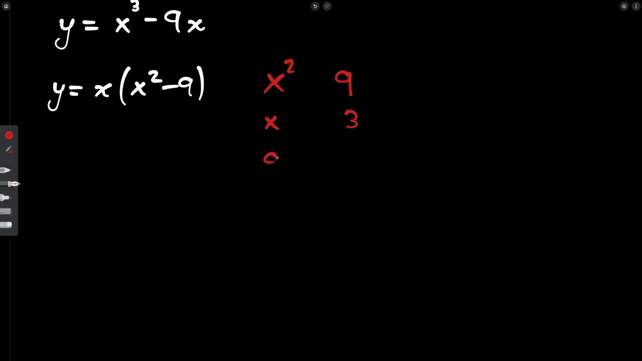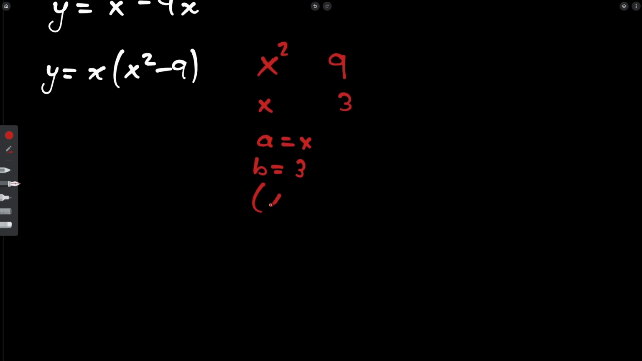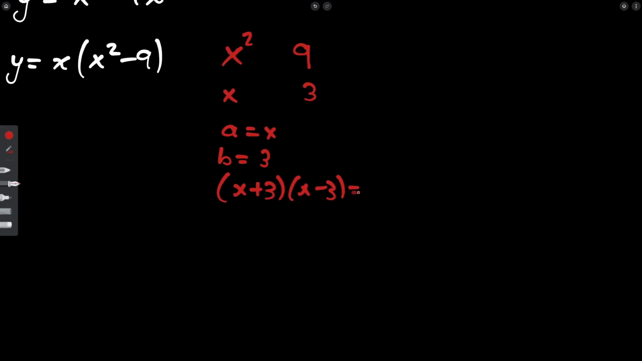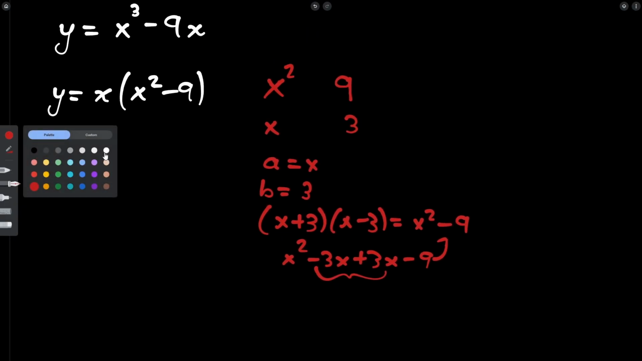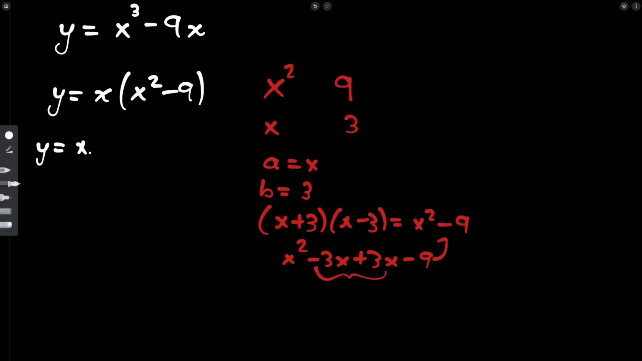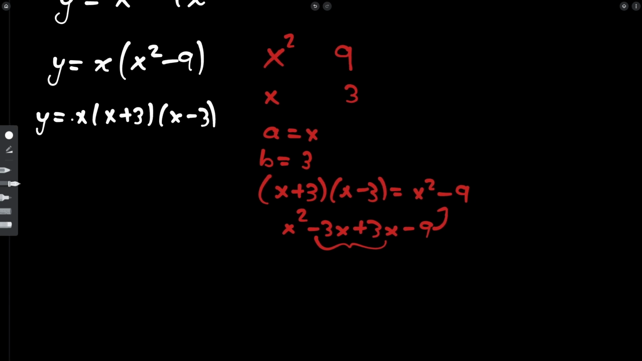So that gives us a equals x, b equals 3. So that when we do x plus 3, x minus 3, we will get x squared minus 9. Because when we multiply this out, we get x squared minus 3x plus 3x minus 9. These two cancel, and we're given the final. So moving back here, we have y equals x, x plus 3, x minus 3, and we can find our roots.